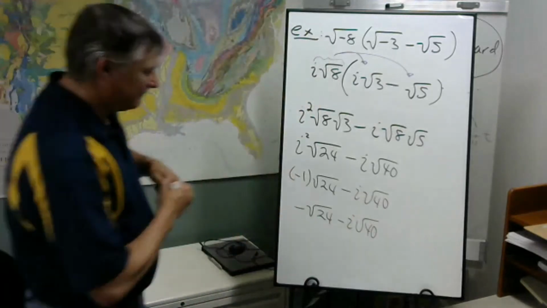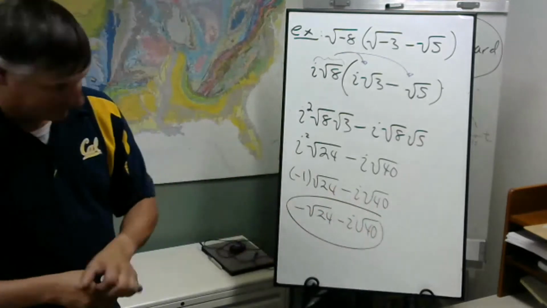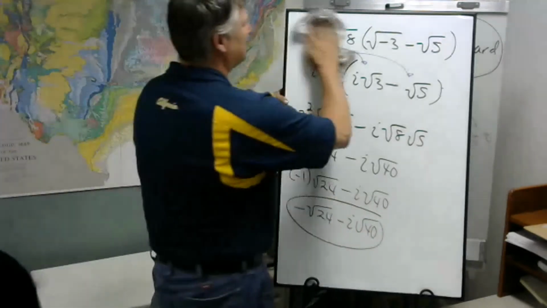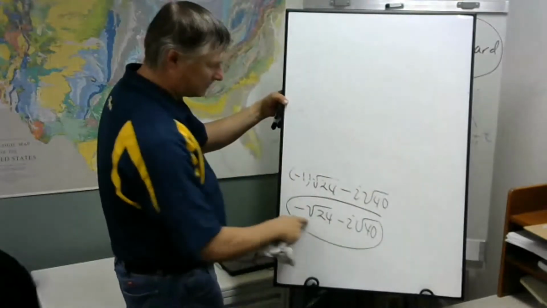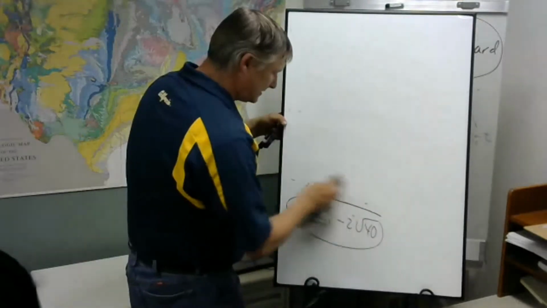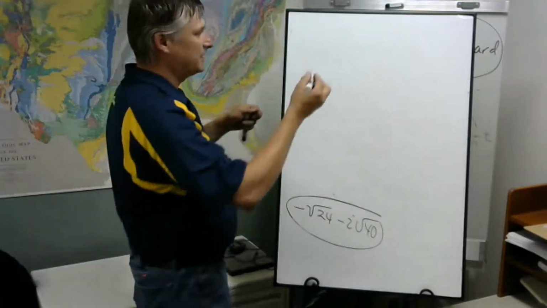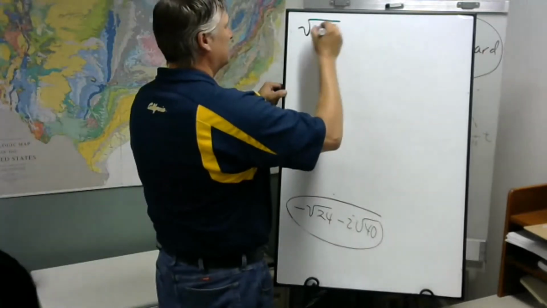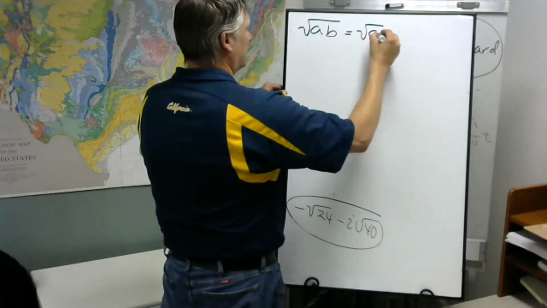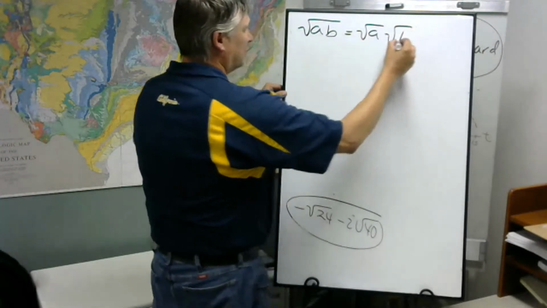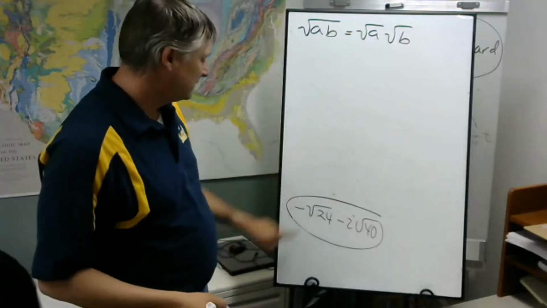So mathematically, this is what you want. Now we want to simplify this a little bit, clean it up. But if you get to here, you're on the right track. Now to simplify this, we want to remember how to simplify square roots. And again, we're using that rule: square root of AB is square root A times square root B.